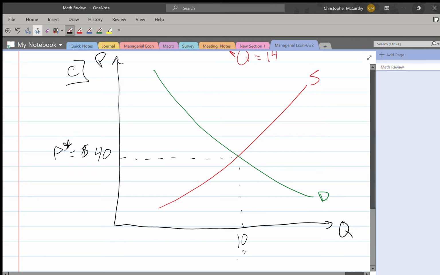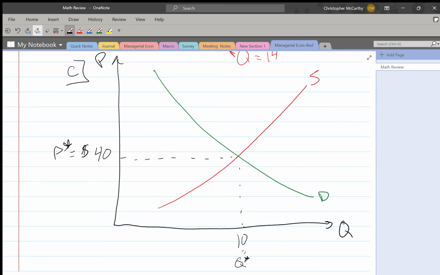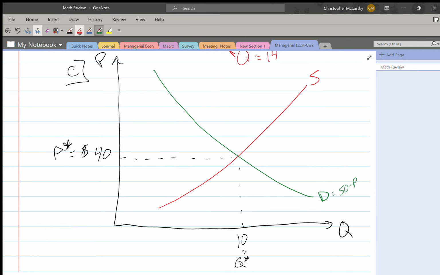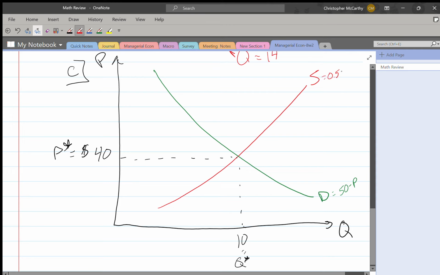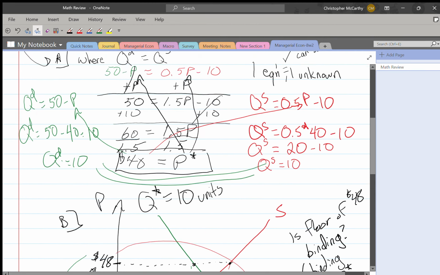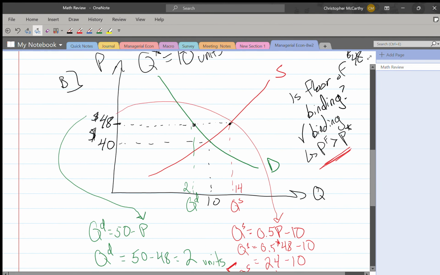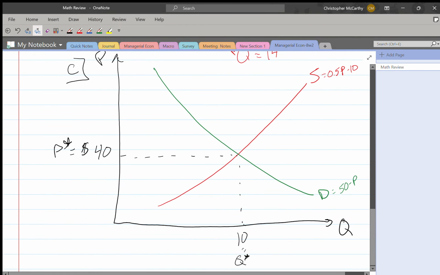That's not changing, even though we have price floors or price ceilings imposed, right? That equilibrium only changes if either of these schedules changes, right? So this demand curve, we know it's just 50 minus P, and we know the supply curve is still 0.5 P minus 10. All right, so now we are asked, what if there's a price ceiling of $34 imposed? So price ceiling of $34 imposed.